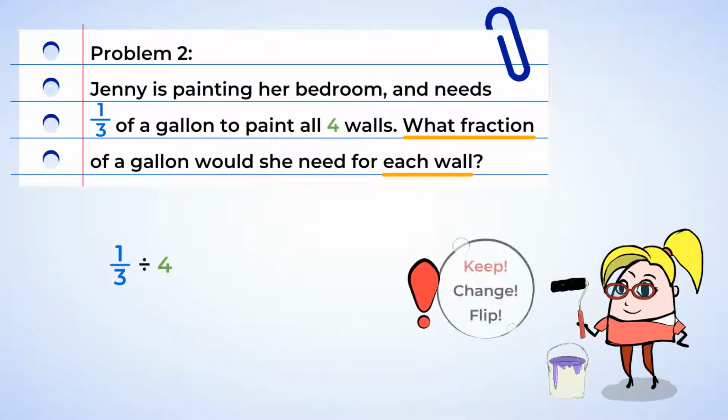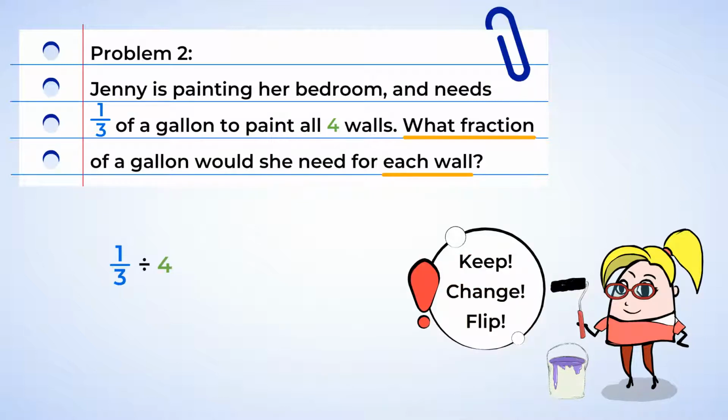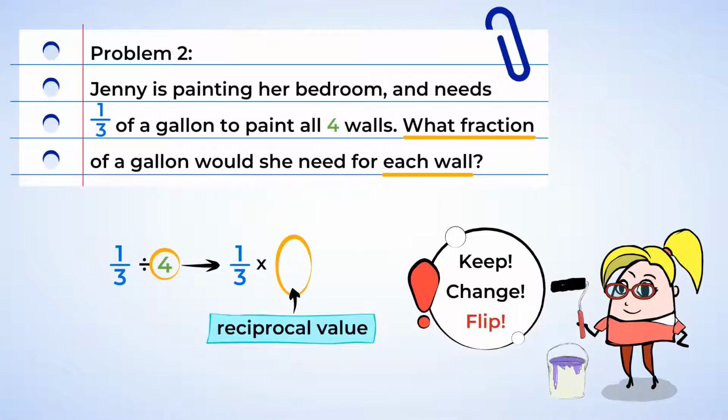Just remember this. Keep, change, flip. What's that you say? Keep, change, flip. Step 1, keep. We keep 1/3 as it is. Step 2, change. We change the symbol to its opposite. The opposite of division is multiplication, that's right. And step 3, flip. We flip the divisor to find its inverse value, or in fancy words, its reciprocal value.